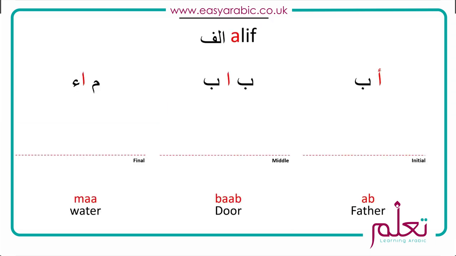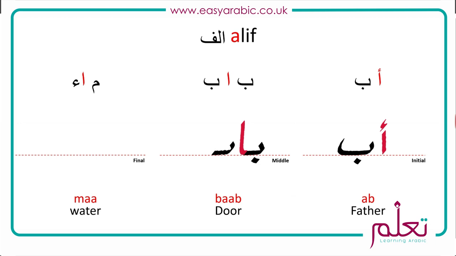So the first one is the letter alif. So we say alif, and up. Okay, so because the alif is a naughty letter, the ba does not join onto the alif. Next one is the letter ba, is the word bab, which is door, bab. So here we use the initial form, and then we have the alif, and then the ba, bab.